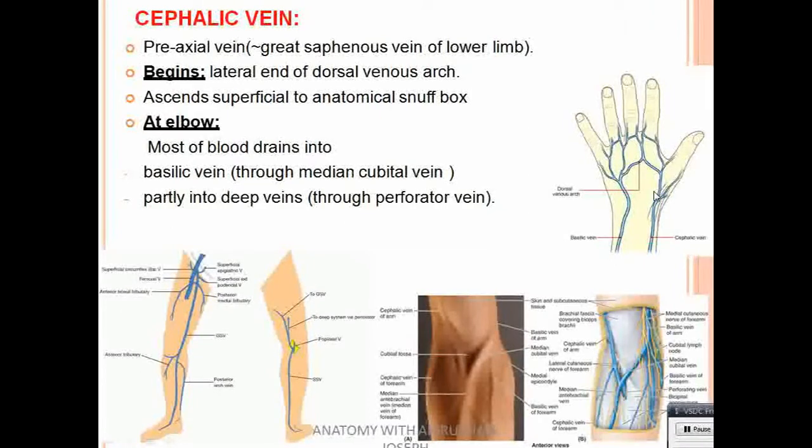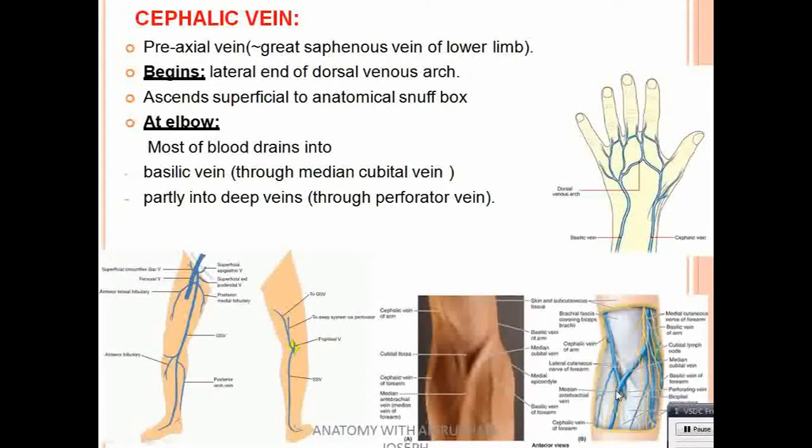Cephalic vein is a preaxial vein, which is homologous to the great saphenous vein of the lower limb. It begins as the lateral end of the dorsal venous arch and ascends superficial to the anatomical snuff box. So it is lying in the area of the anatomical snuff box.